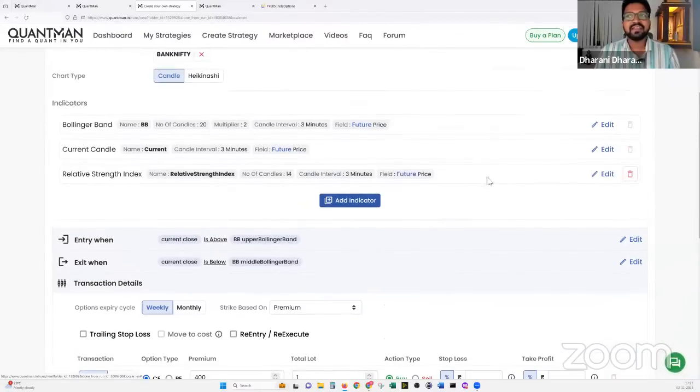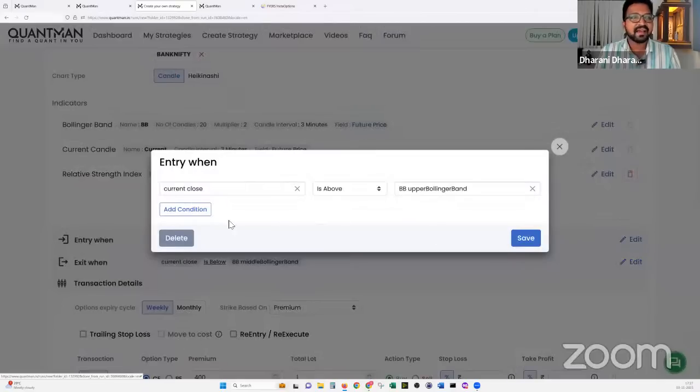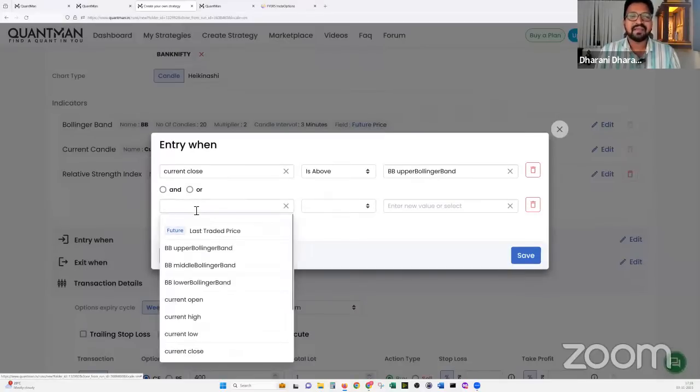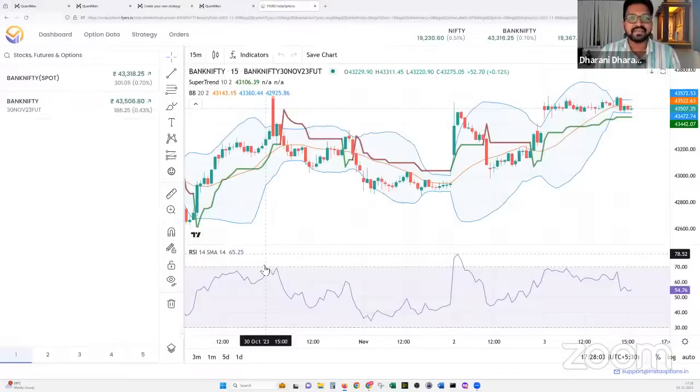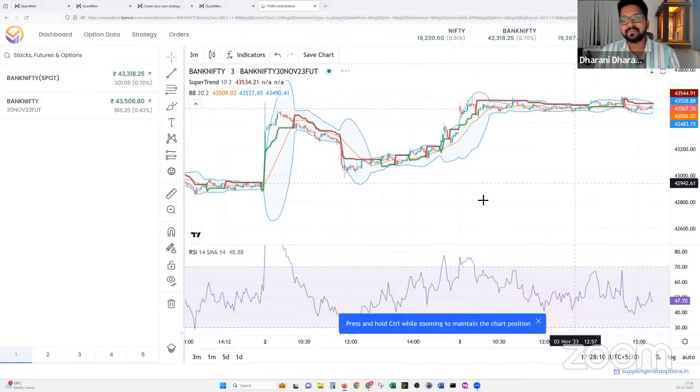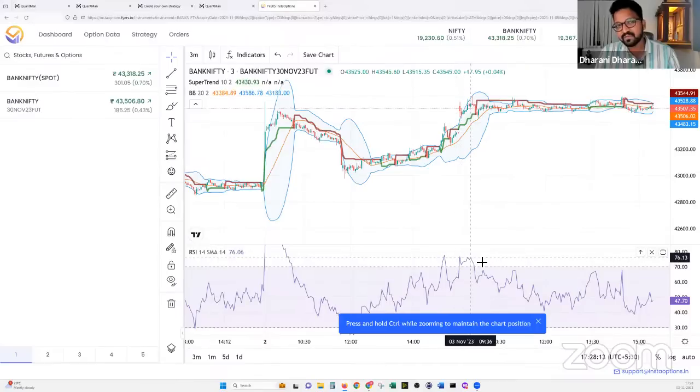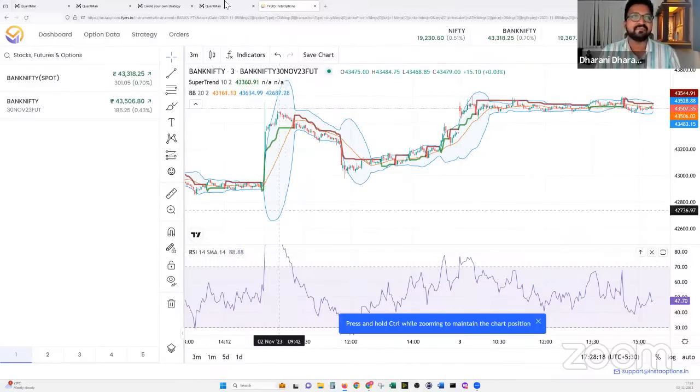Then I'm going to add another condition. I click on edit, then add a condition, and I say my RSI is above 70. So whenever my RSI is above 70, I'm going to take my trade, on a 3 minutes time frame. I see my RSI is over here above 70 plus, and here also it is 70 plus.